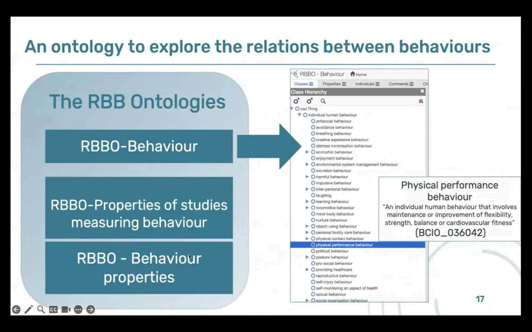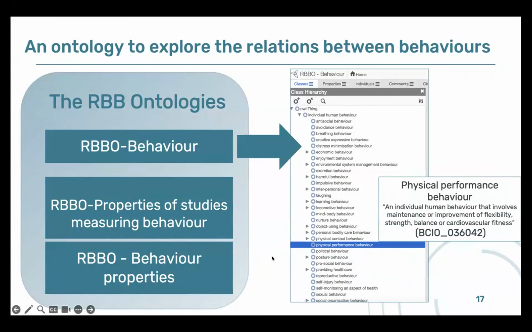So the aim of the Relationship Between Behaviours ontology, or the RBBO for short, is to capture and describe evidence relating to the relationship between behaviours. And as Deep alluded to earlier, sometimes we have different modules or component ontologies. And you can think of the RBBO as comprising three different modules.